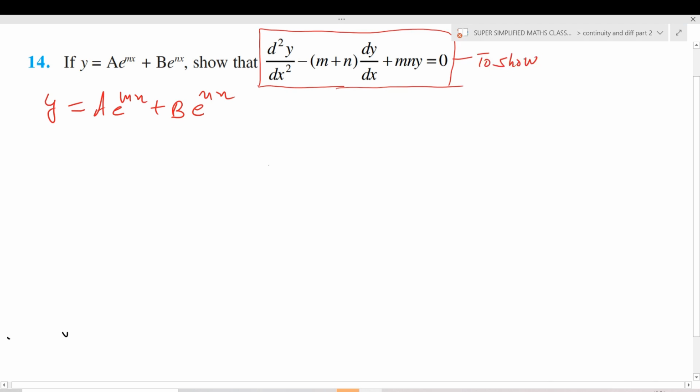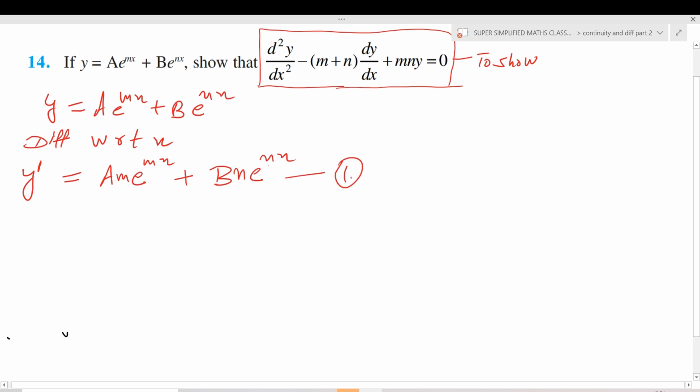Now we proceed as usual. We differentiate both sides with respect to x. The derivative of y with respect to x is dy by dx, which can be written as y dash. a is a constant, the derivative of e raised to the power mx is e raised to the power mx into m, plus b is a constant, the derivative of e raised to the power nx is e raised to the power nx into n, and we call it equation number 1. Now I again differentiate this equation with respect to x.